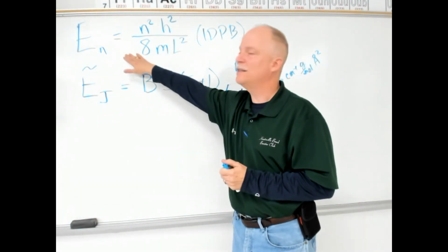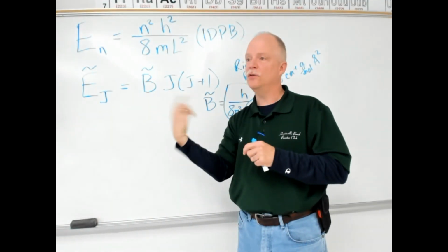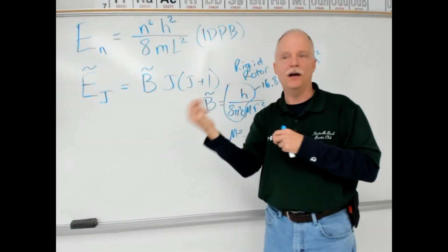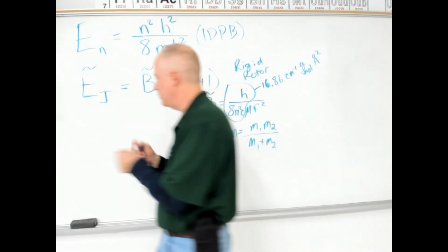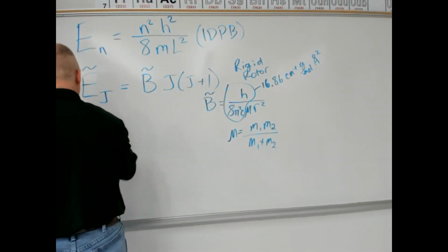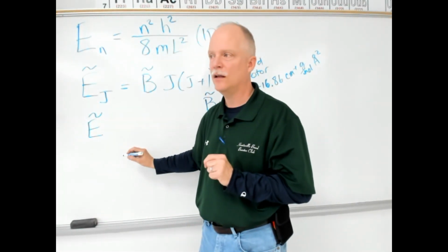Okay, and then there's one more energy equation that we had. So this was translational motion, or a particle in a box. This was rotational motion of a rigid rotor, just a mass moving around a fixed radius. Vibrational. So E tilde, what's the quantum number for vibration? V.